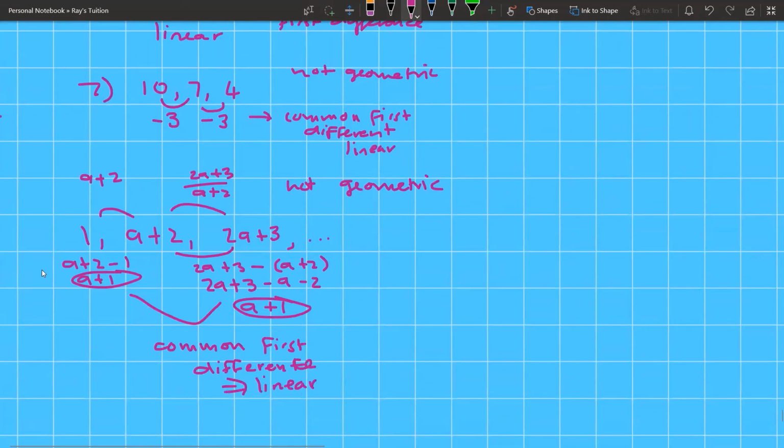Okay, so it looks a bit complicated with the letters, but we approach it the same way. So we're going to add a plus 1. So the next term will be 3a plus 4. We're going to add a plus 1 again, so it will be 4a plus 5. And then we're going to add a plus 1 again, which is going to give us 5a plus 6.